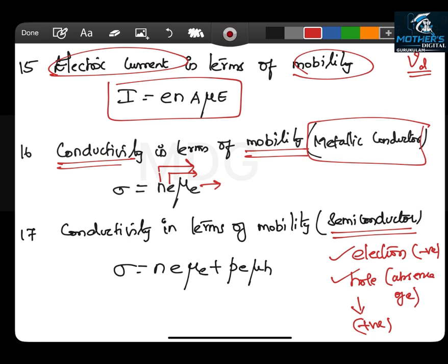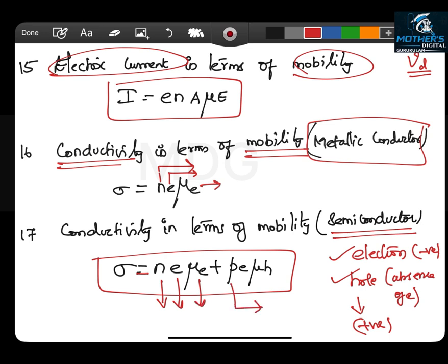So in that condition, your conductivity can be written as ne mu e plus pe mu h. n is the number of electrons, e the charge of the electron, mu e the mobility of the electron. p stands for the number of holes. e stands here as the charge of the holes, where the charge of electron and charge of hole both will be 1.6 into 10 power minus 19 coulomb. Mu h is the mobility of holes.